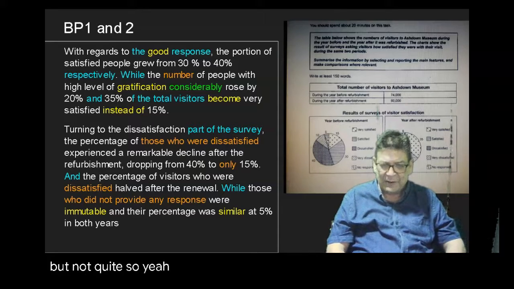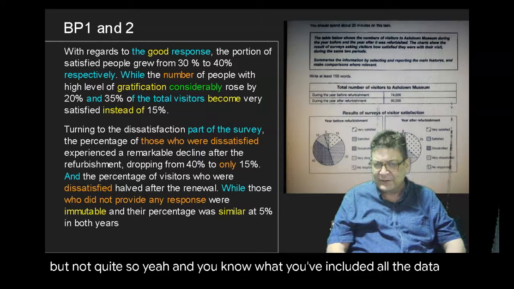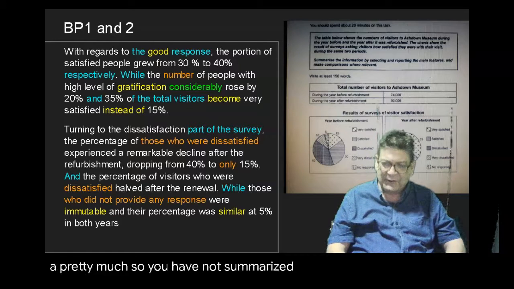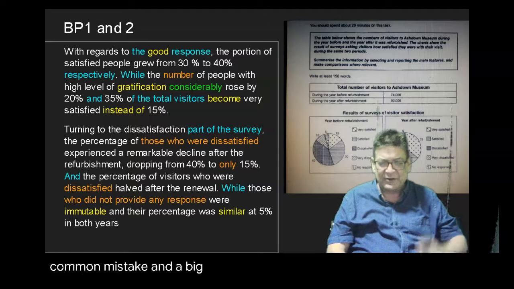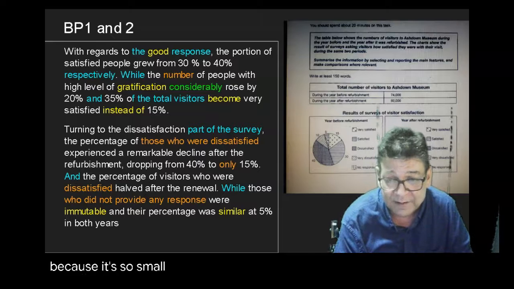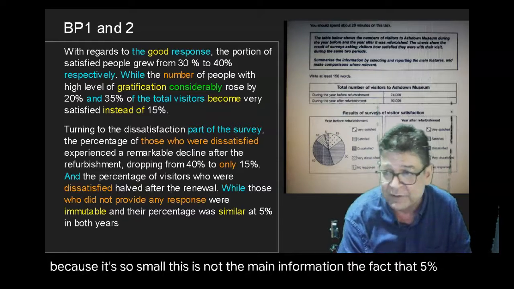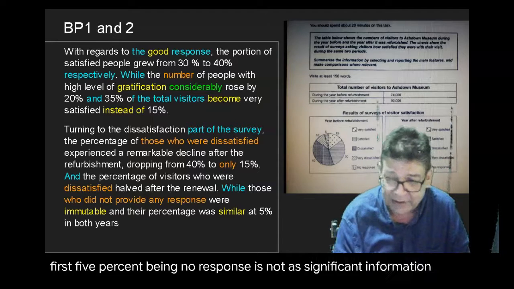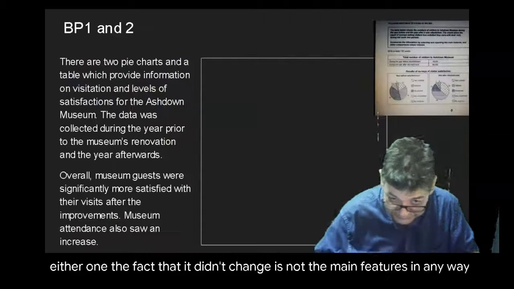So, yeah. And you know what? You've included all the data, right? Did you not have? Well, pretty much. So you have not summarized. You have reported everything. Common mistake and a big danger in an essay like this, in a graphic like this, because it's so small. This is not the main information. The fact that 5%, well, first, 5% being no response is not significant information in either one. The fact that it didn't change is not the main feature in any way.